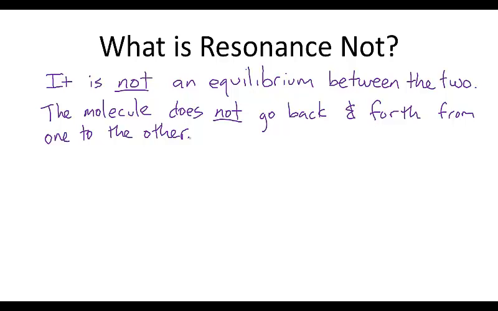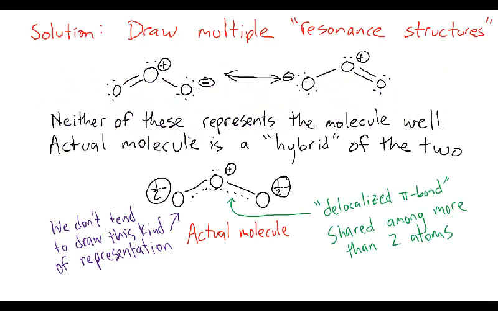So resonance is not a situation where it's going back and forth from one structure to the other. It is never the resonance structure on the left, and it is never the resonance structure on the right. It is always somewhere between the two. Okay, that's an important concept.